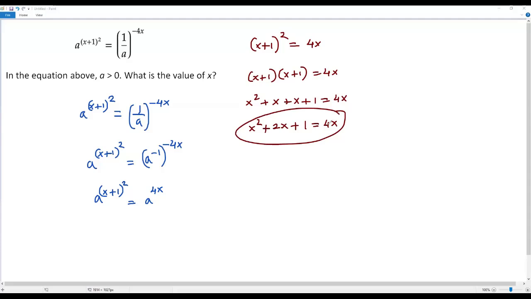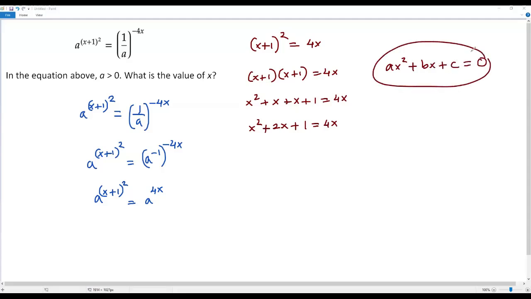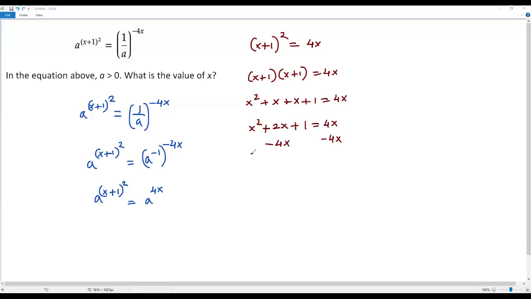To solve for x in this quadratic equation, we have to write it in standard form. That is, we have to get everything on one side of the equation, and the other side must be 0. So we have to make the right side 0. Let me subtract 4x from both sides. The positive 4x and negative 4x cancel out. Then I get x², and combining positive 2x and negative 4x, I get negative 2x, plus 1 equals 0.